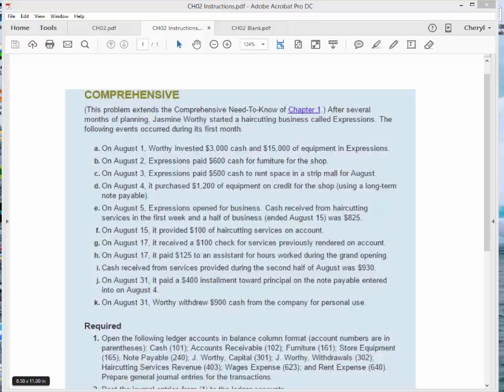Chapter 2, folks. Chapter 2 is on analyzing and recording transactions. We are continuing on from Chapter 1, and you'll notice that in Chapter 2, journalizing our transactions is going to take center stage. Now, the way that we are going to do this is by looking at the accounting equation and deciding what's happening to each one of these accounts.